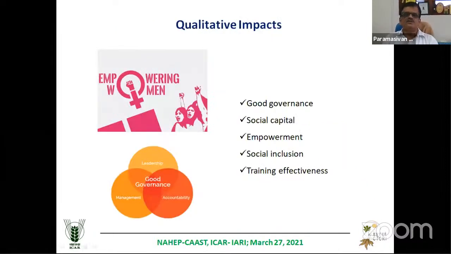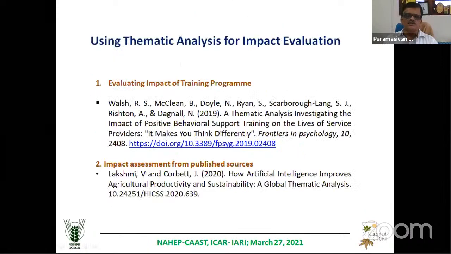So now some examples of using the thematic analysis. Now I am directly coming to thematic analysis. There is a paper published on evaluating the impact of a training program, which is not exactly related to agriculture. The title is the thematic analysis investigating the impact of positive behavior support training on the lives of the service providers. Service providers are the people who are associated with the physiotherapy kind of thing. This is a kind of behavioral intervention, a behavioral analysis training there.